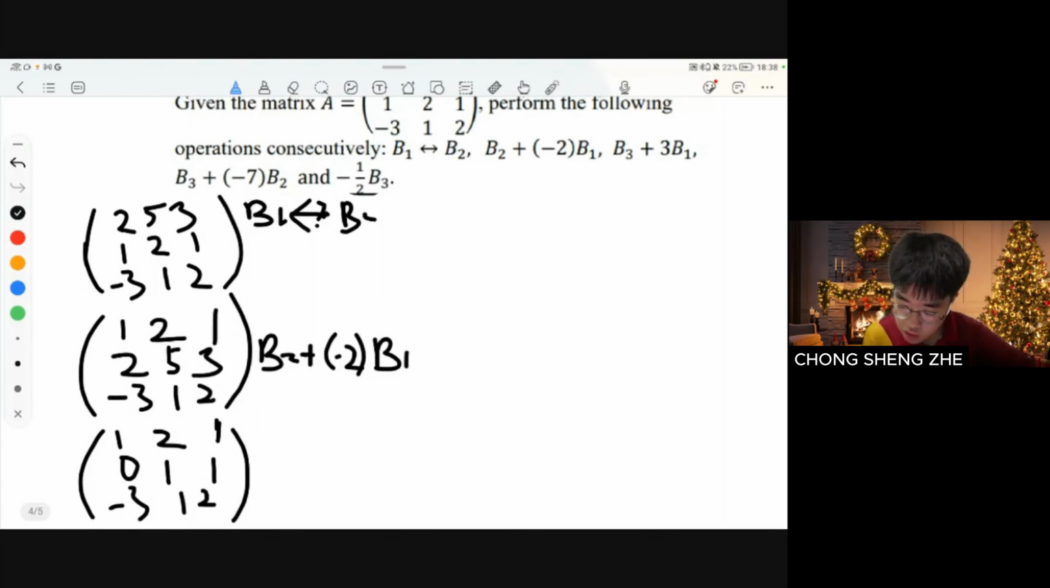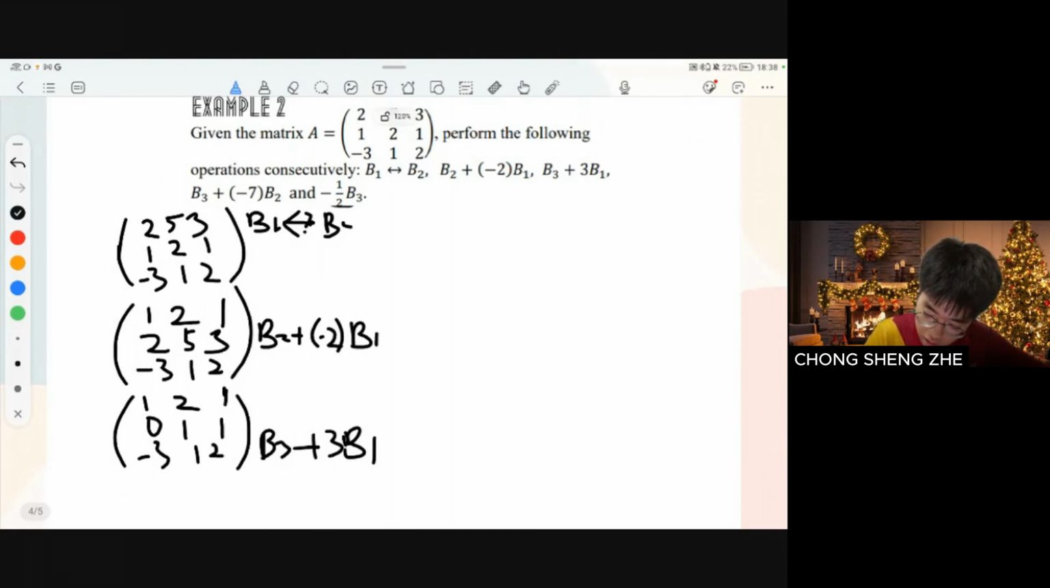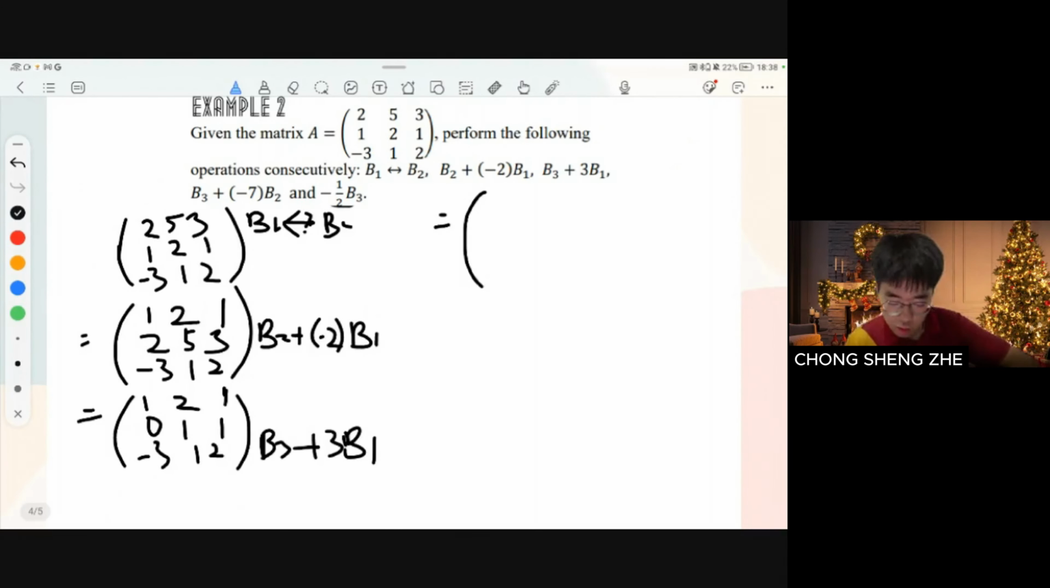And the next operation is R3 plus 3 R1. So in this case, only the third row will be changed. So we write down the first two rows first. The third row of the matrix will be added to R1 that has been multiplied by 3. So negative 3 plus 3 times 1, negative 3 plus 3 is 0. And 1 plus 3 times 2, which is 7. And 2 plus 3 times 1 is 5.